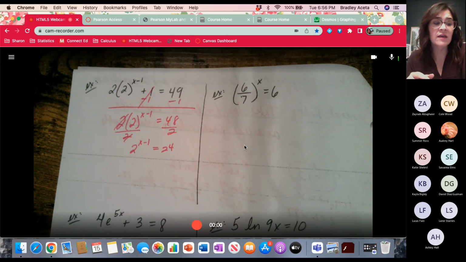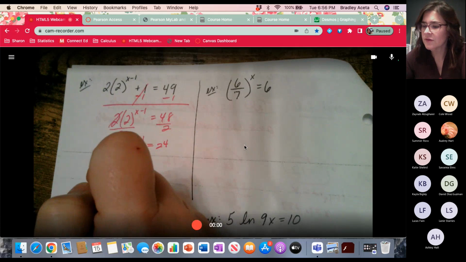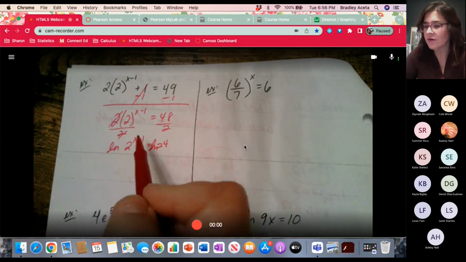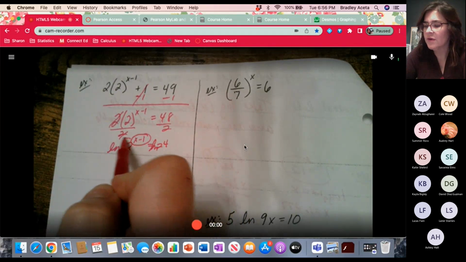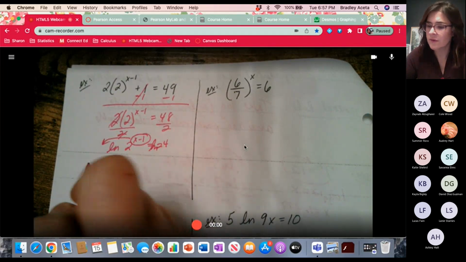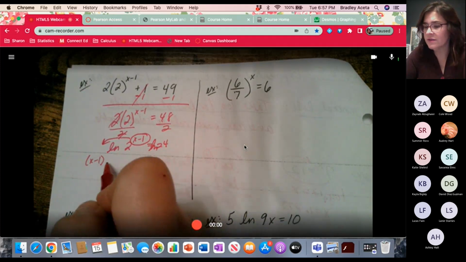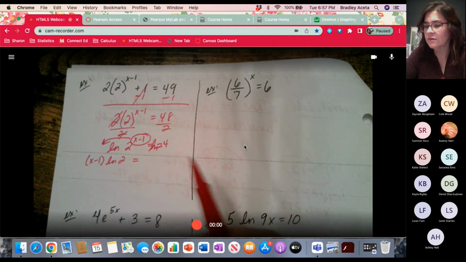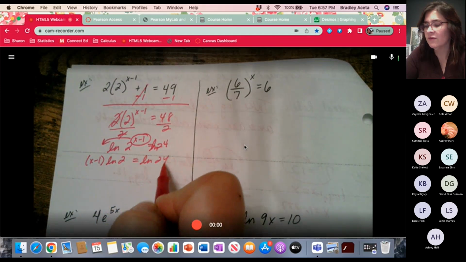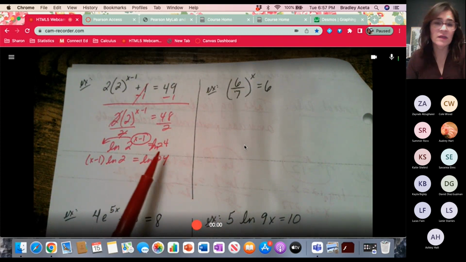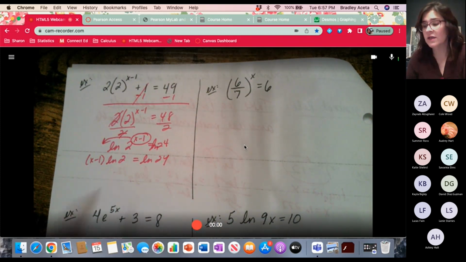So we can take the logs of both sides or ln it. I prefer to ln it. Whatever you do to one side, you have to do the other. That will bring the exponent down. So you have x minus 1, and notice how I put it in parentheses, ln 2 equals the ln of 24. And I'll tell you what most students do wrong: they forget this side is being ln'd. Don't forget there's an ln in front.